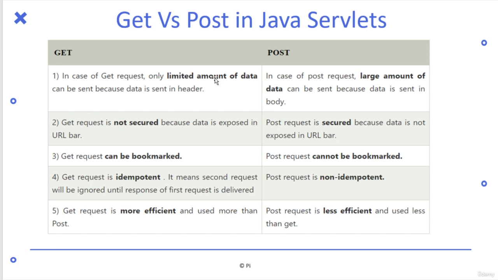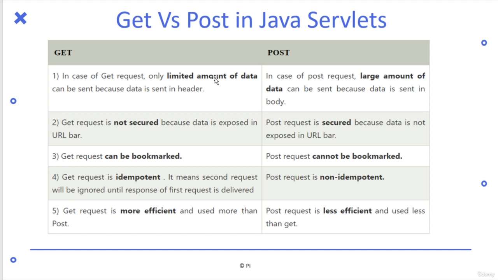But while doing simple things, like when I just want to fetch data from the database and show it, you can use the get method. Get request can be bookmarked, which means you can invoke it again and again, but the post method you cannot invoke again and again, only one time. Get request is idempotent. Idempotent means the second request will be ignored when the first request is delivered. You cannot ask for too many get requests, but inside post you can ask for too many of the same post requests. Get request is more efficient and used more than post.